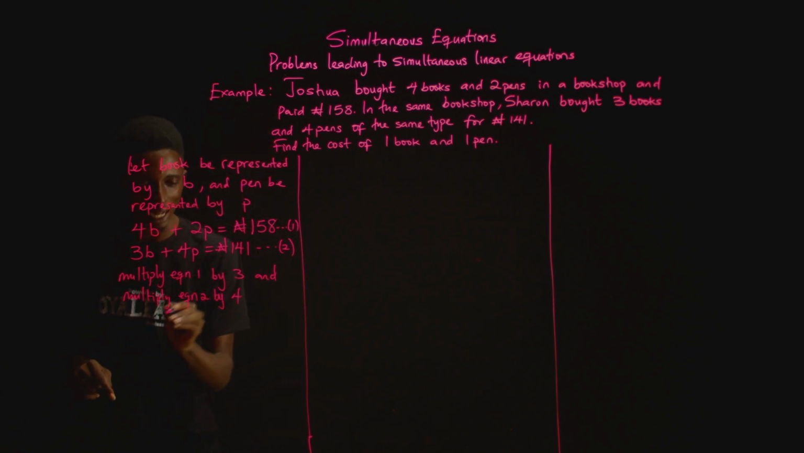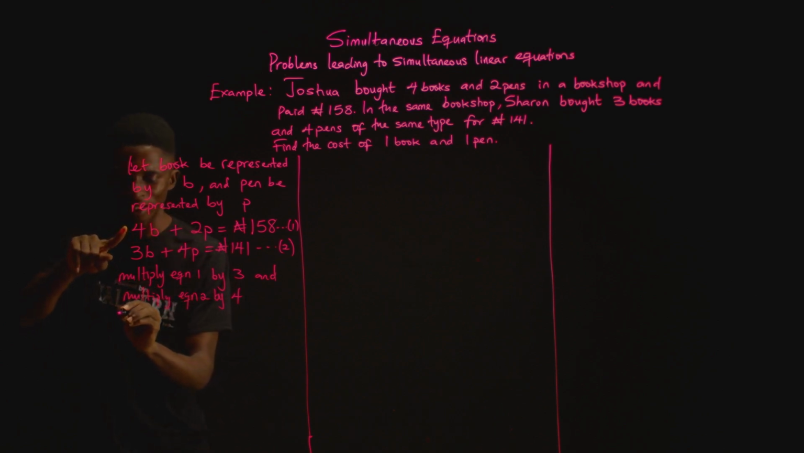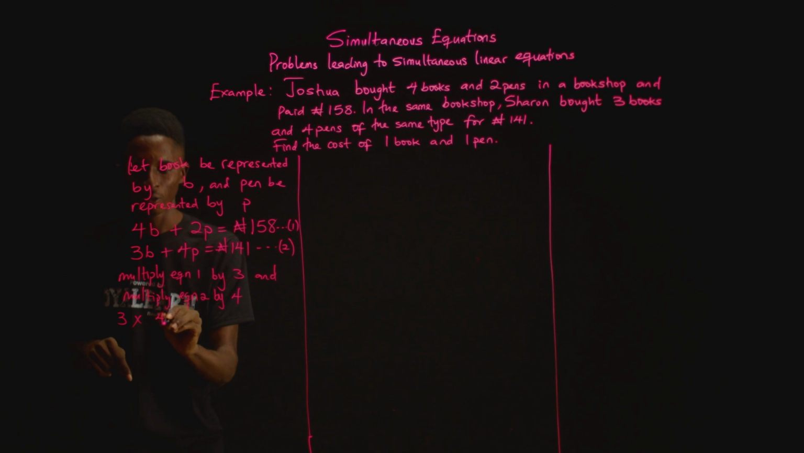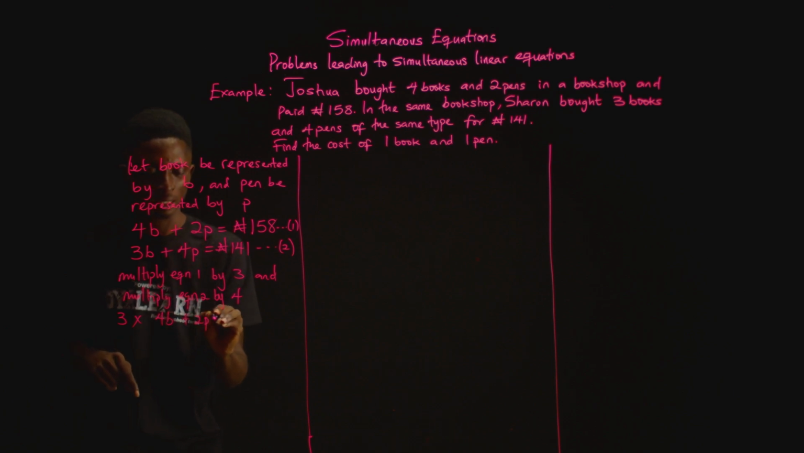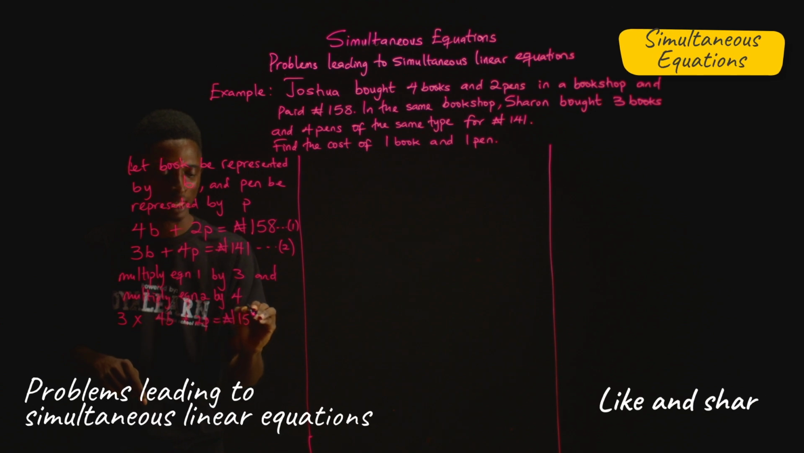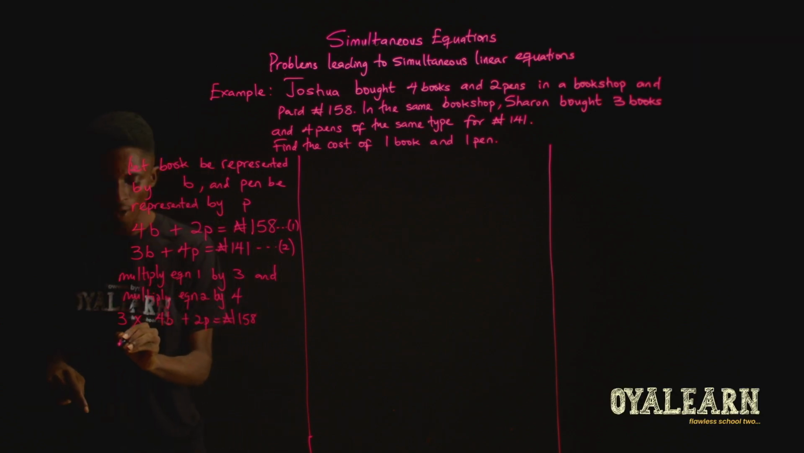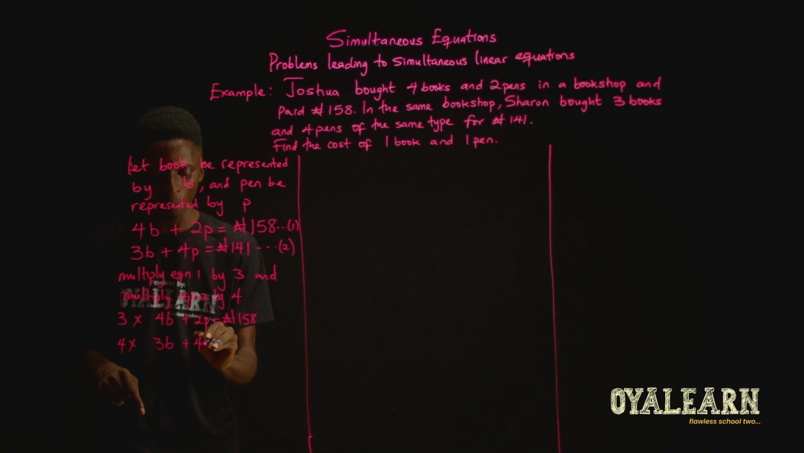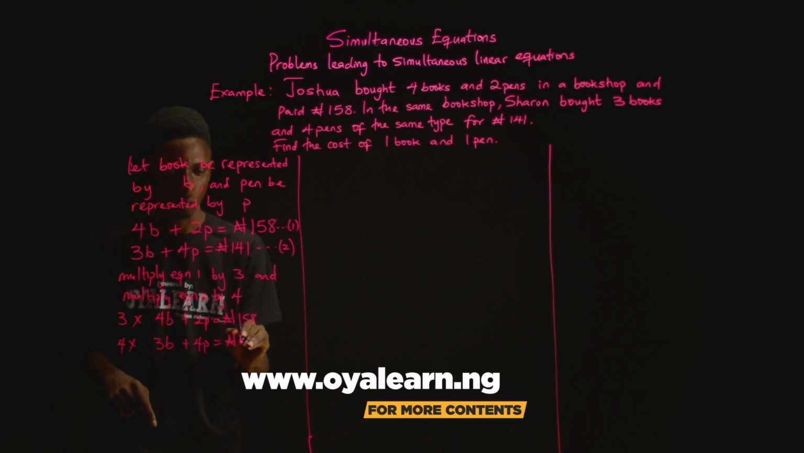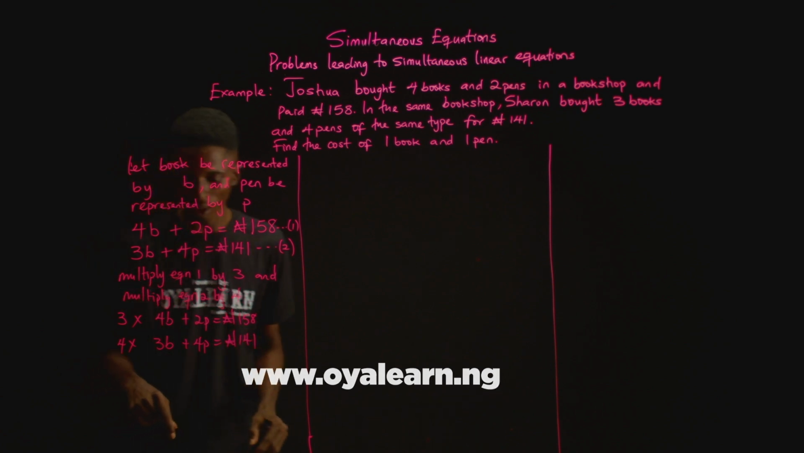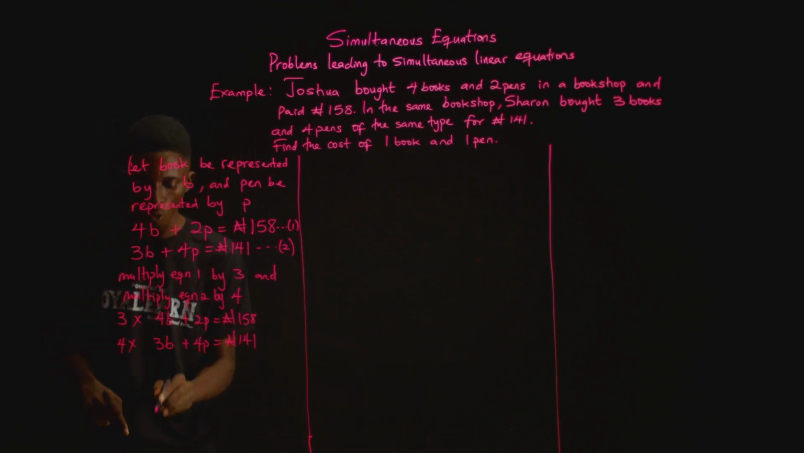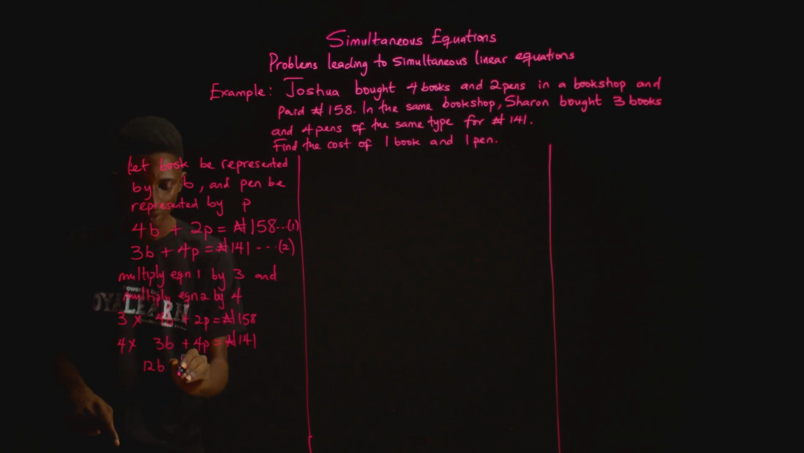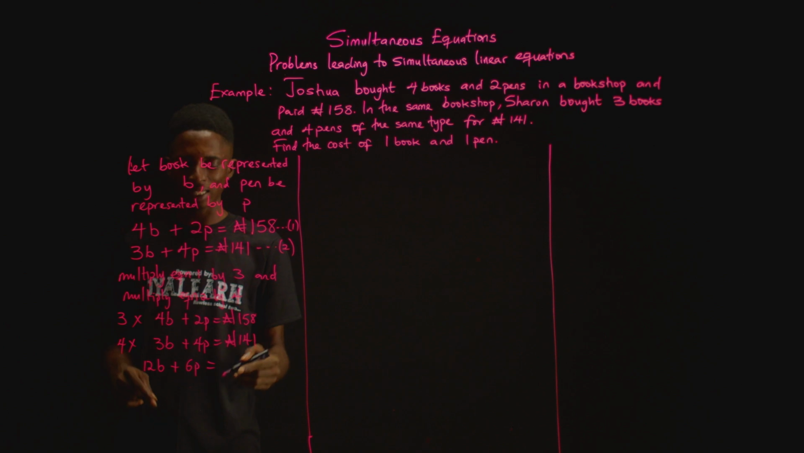And this can be written as, now remember equation 1 is multiplied by 3, so I have 3 multiplied by (4B plus 2P) equals 158 naira. And then I have 4 multiplied by (3B plus 4P) equals 141 naira. Now let's see what this gives us. 3 multiplied by 4 would give us 12, so 12B plus 3 multiplied by 2 will give us 6P equals, now we multiply 158 by 3.